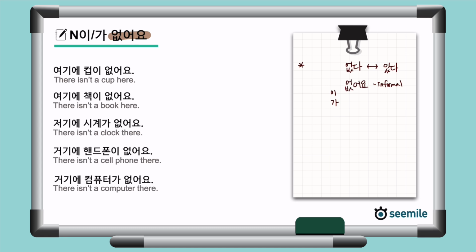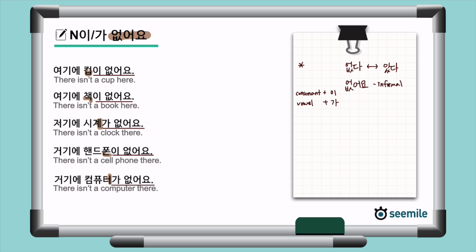So let's practice. How would you say there isn't a cup? Cup ends in a consonant, so 컵이 없어요. There isn't a book. 책이 없어요. There isn't a clock. 시계 ends in a vowel, so 시계가 없어요. There isn't a cell phone. 핸드폰이 없어요. How about there isn't a computer? 컴퓨터가 없어요.